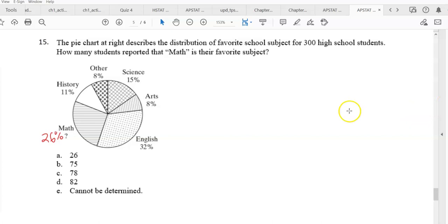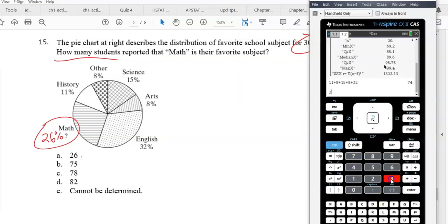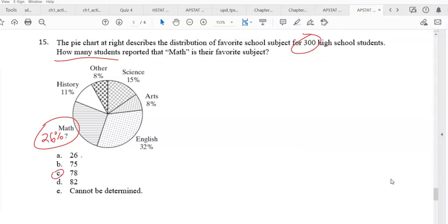26%. How many students? It didn't ask for the percentage, so that would be a very tempting answer, 26, but that's not a percent. How many students? Well, out of 300, 26% are math. So you're going to go, okay, 300 times 0.26 is 78. And that kind of makes sense. Looking at that, a little less than a third would be 100. So yeah, you're in the ballpark. One of these for sure, if you're just going to get them. Great.